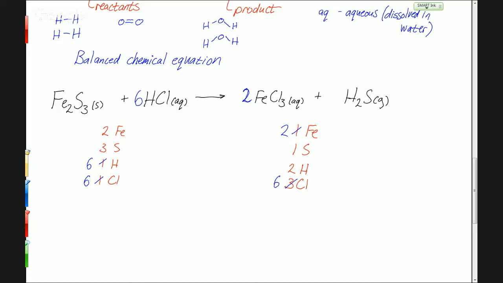So let's balance out our hydrogens. We've got 6 on the left and 2 on the right. How are we going to get 6 on the right? Yeah, we'll need 3 here, and that gives us 6 hydrogen here and 3 sulfur, and now it's balanced. So that actually took care of the sulfur too. So now we would say we have a balanced chemical equation for this process.